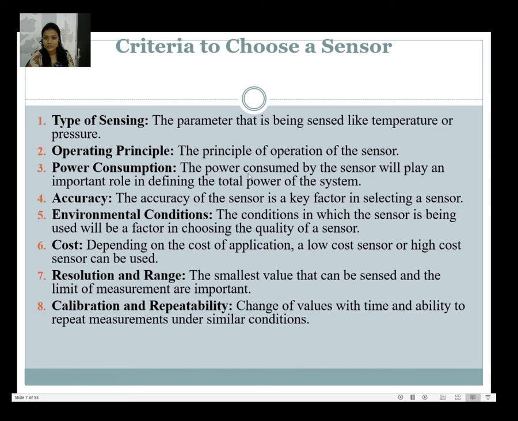Then power consumption. The power consumed by the sensor plays an important role in defining the total power of the system. Next is accuracy, which is one of the most important factors while selecting a sensor. Then environmental condition, meaning the condition in which the sensor is used will be a factor in choosing the quality of the sensor. Then its cost. Next is resolution and range. Next is calibration and repeatability, meaning the change of value with time and the ability to repeat measurement under similar conditions.